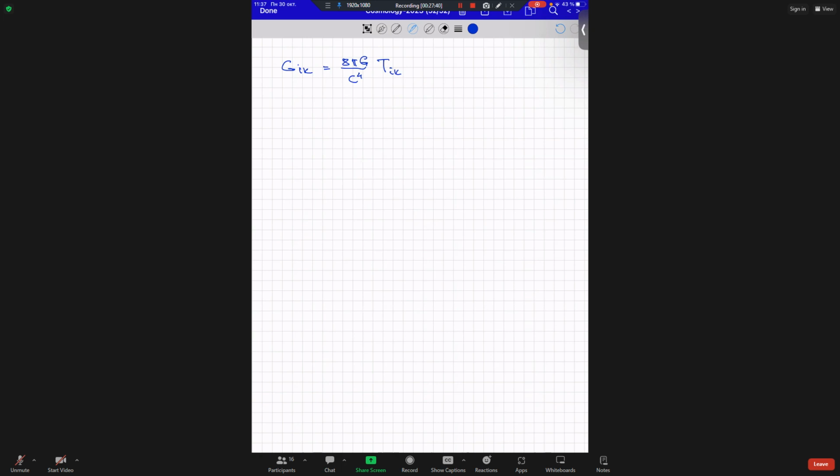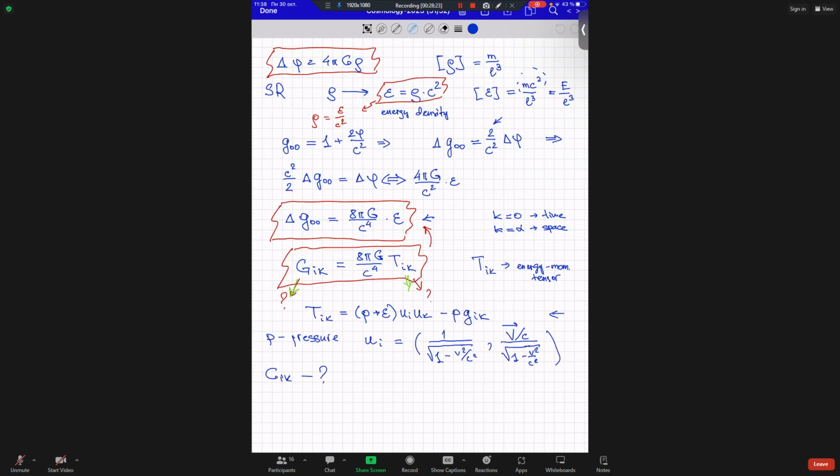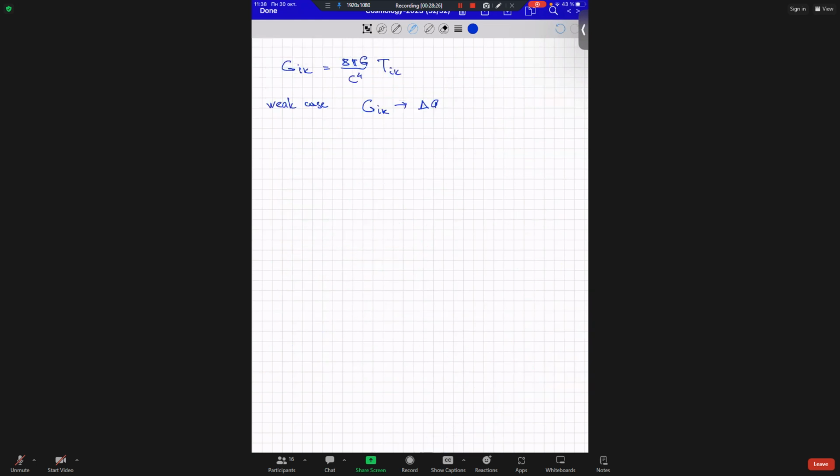So now let's think what this tensor on the left part is. We in principle understand that, since in the weak case, sorry, I wrote it not right. Okay, I will write weak case, which is understandable, corresponds to the weak gravitational field. G_ik corresponds to the Laplacian. It's better to write Laplacian g_00.